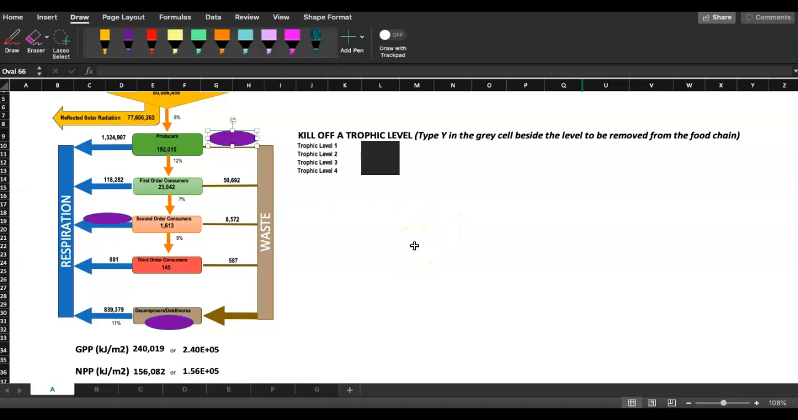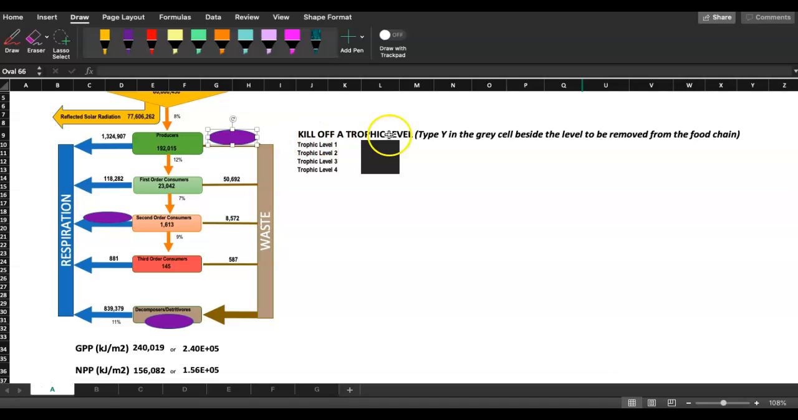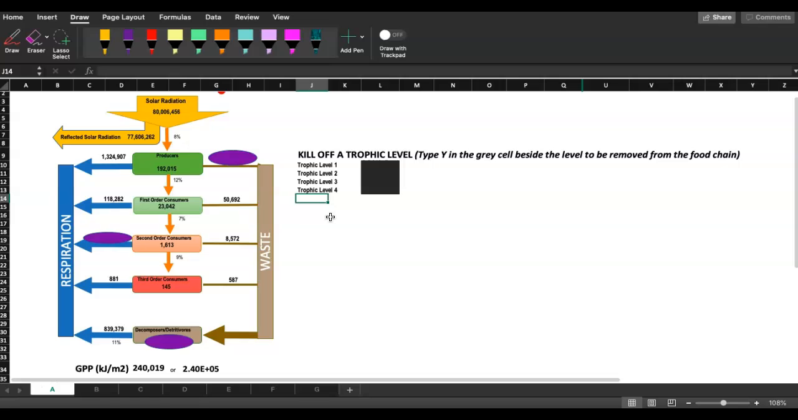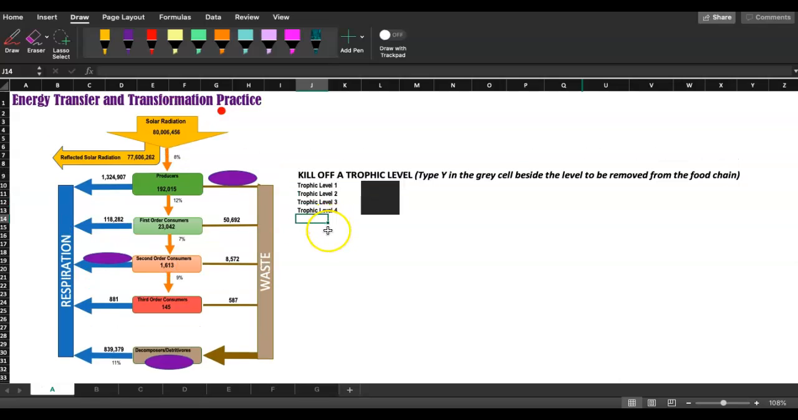Last but not least, this little kill off the trophic level thing I added. That's because some of the higher level questions I'll ask you is, what if an entire trophic level gets removed from a system? If we say lost our first order consumers here, I'm just going to move these little shapes to the side. If something came through, these were removed from the system, what then would happen?